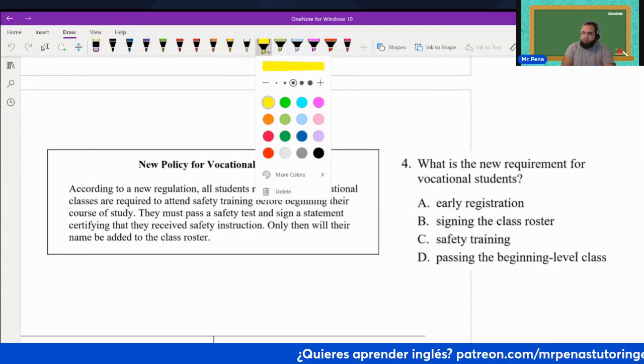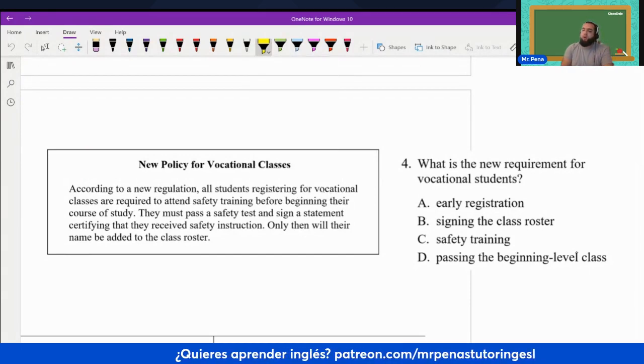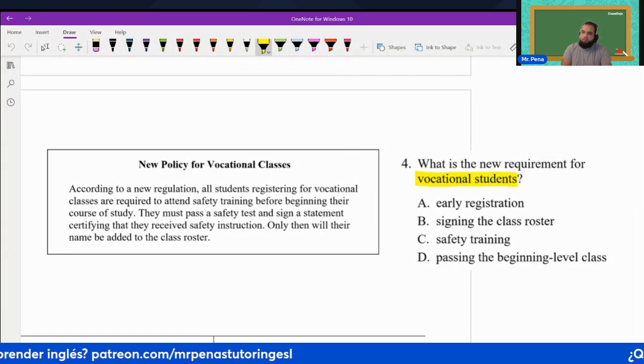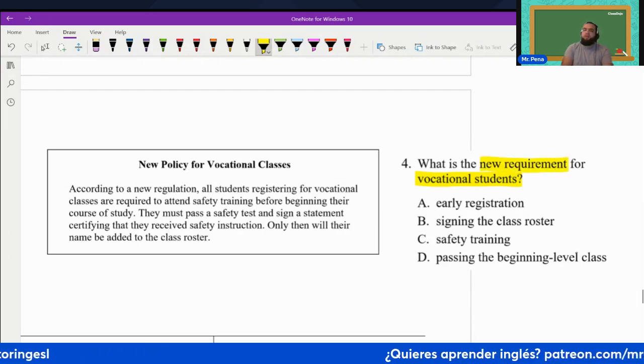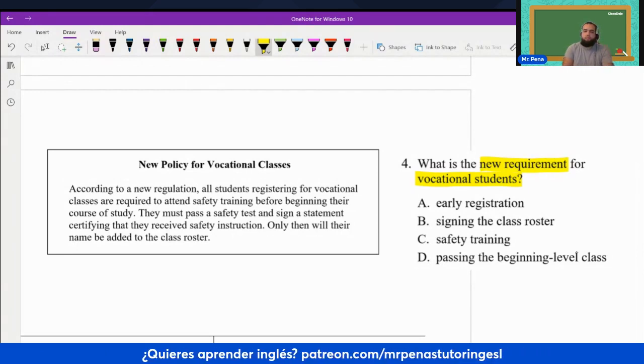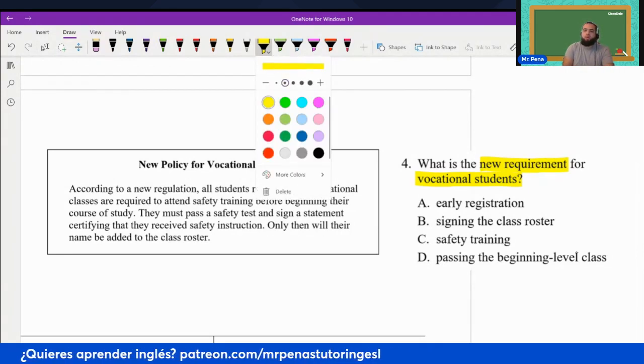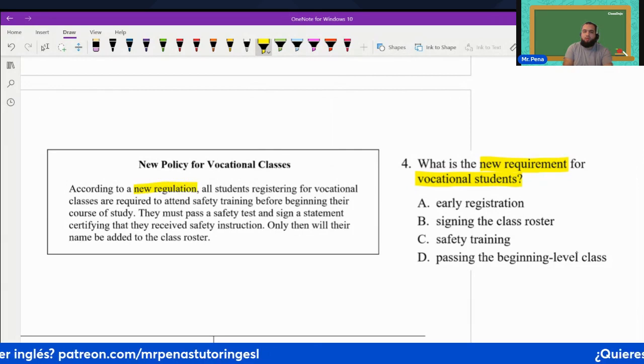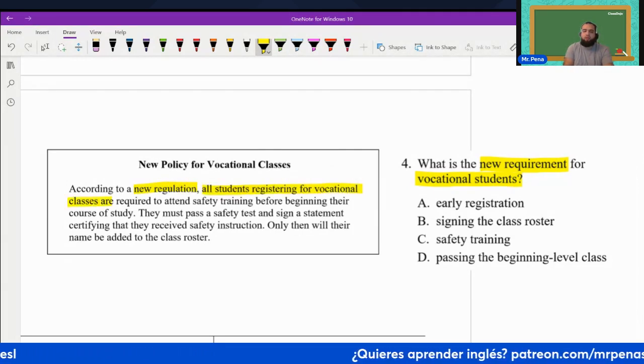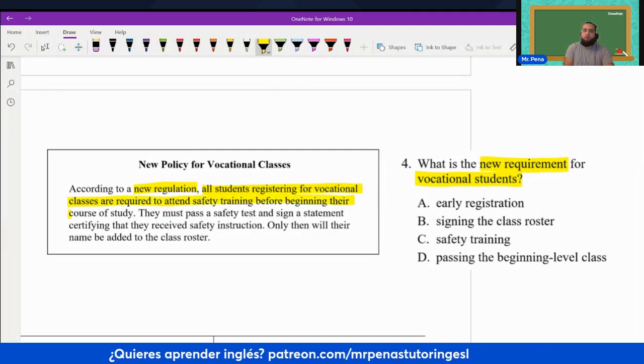Here's the question. What is the new requirement for vocational students? So for vocational students, there is a new requirement. Keyword: new. All students registering for vocational classes are required to attend safety training before beginning their course of study. Okay.